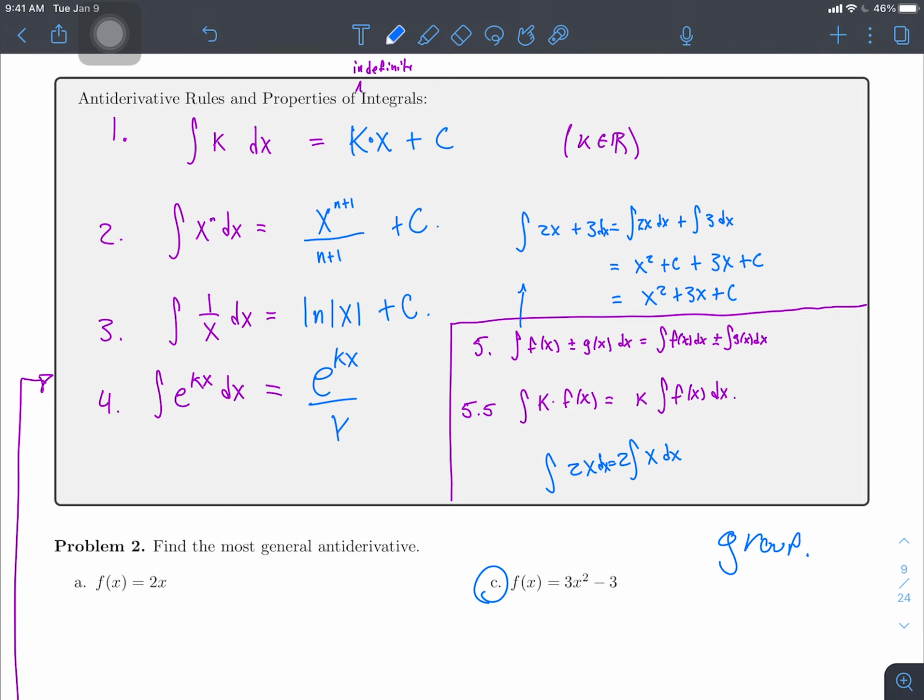And from here, we're going to do a little bit of practice finding antiderivatives. And then we are going to see how antiderivatives fit into this fundamental theorem of calculus business.